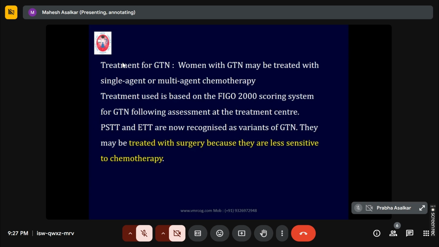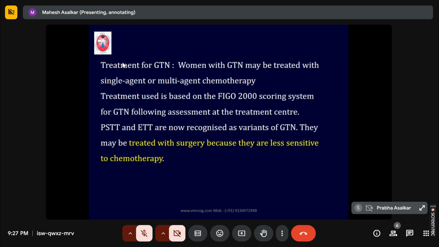Then what is the treatment for gestational trophoblastic neoplasia? Women with gestational trophoblastic neoplasia may be treated with single agent or multi-agent chemotherapy. Treatment usually is based on the FIGO 2000 scoring system. So GTN treatment is based on the FIGO 2000 scoring system, and you have either single agent or multi-agent chemotherapy, following assessment at the treatment center. PSTT or ETT are now recognized as a variant of GTN, and they may be treated with surgery because they are less sensitive to chemotherapy. So if you have a PSTT or ETT, they require surgical treatment and not chemotherapy.